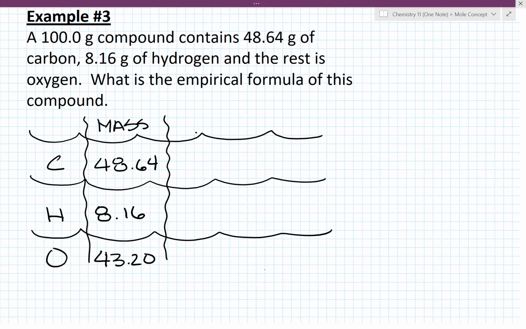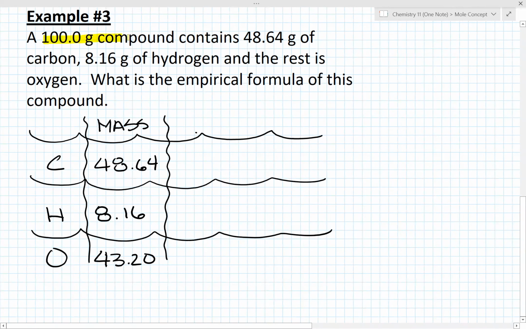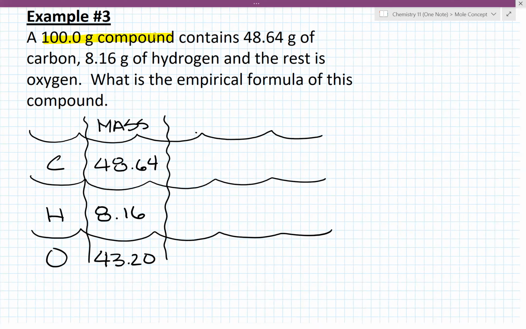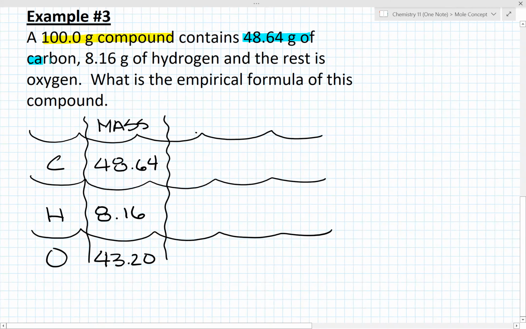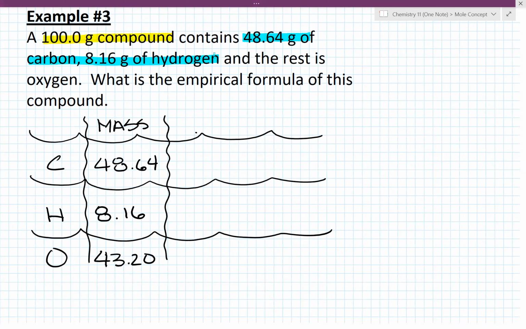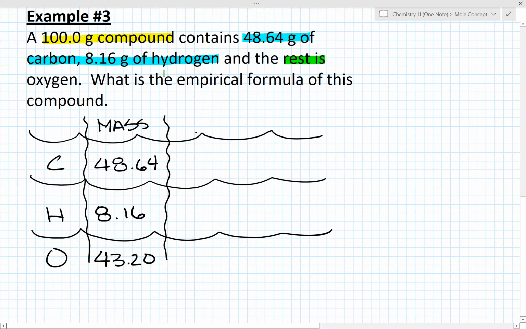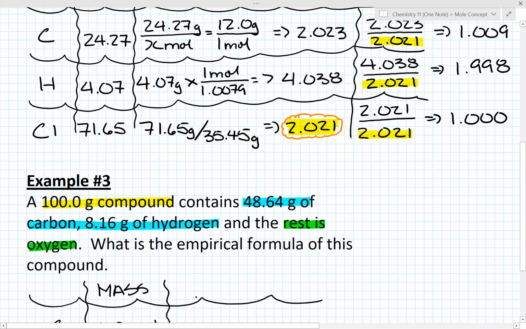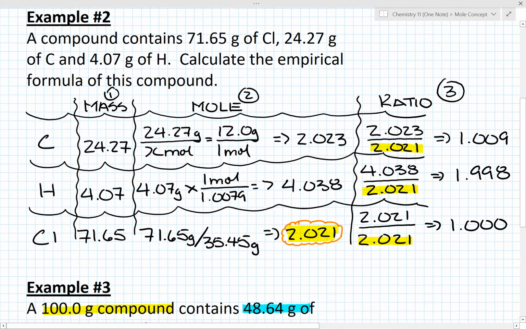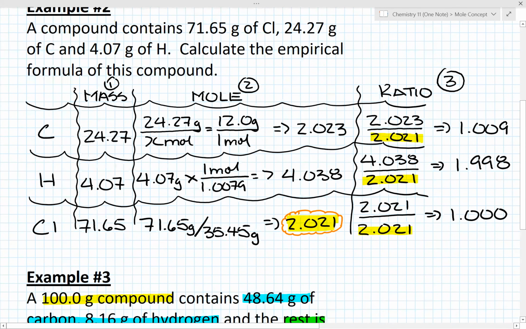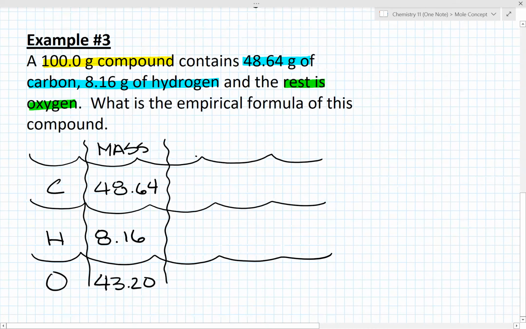It's because there's 100 grams of the compound, and some of it is made up of carbon and hydrogen. The key word is the rest of it is oxygen. So that's how I got the answer of 43.20. So what I'm going to ask you to do right now is find step 2, the moles, and step 3, the ratios. Pause the video right here, and when you are done, unpause, and then we'll continue on.